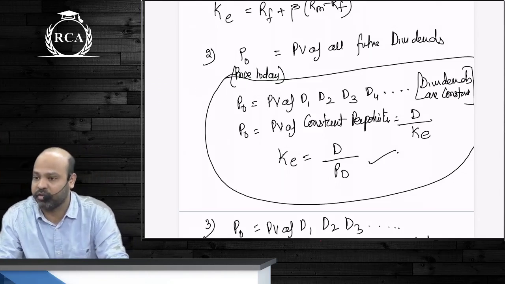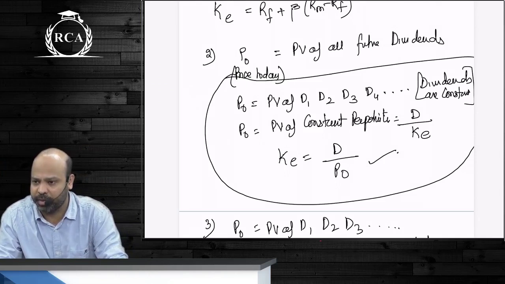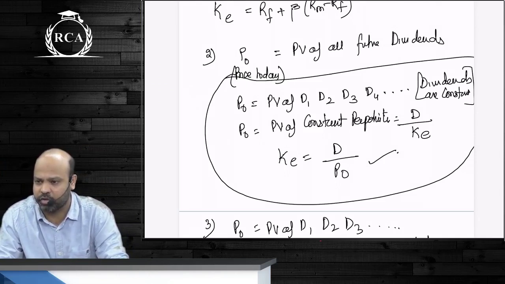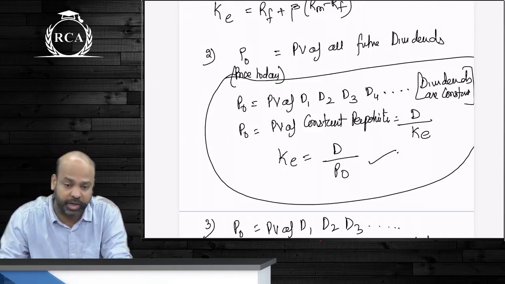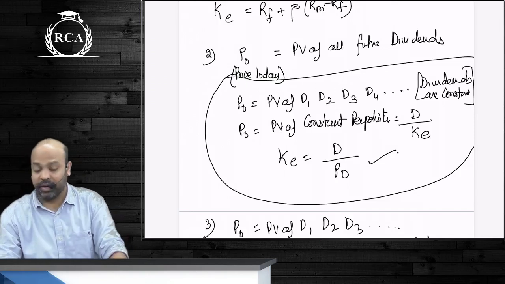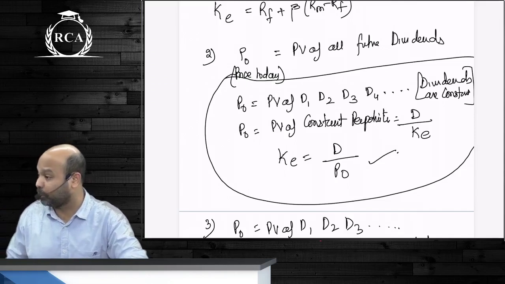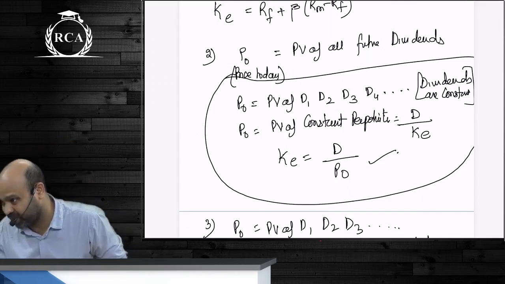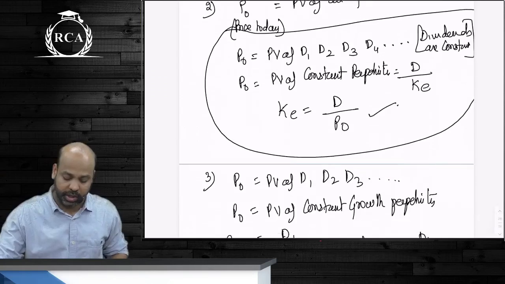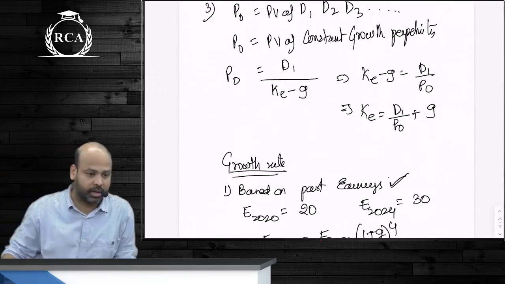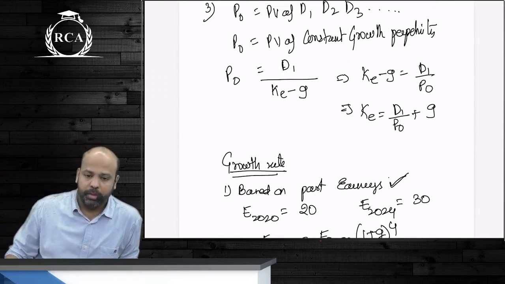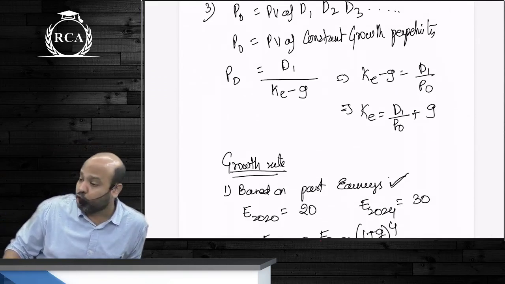If dividends are constant, guys, year after year, you directly write P0 as dividend divided by cost of equity, which means cost of equity can be written as dividend divided by P0. But if dividends are growing at a constant rate, you write P0 is equal to D1 by KE minus G, using which you wrote KE is equal to D1 divided by P0 plus your growth rate.